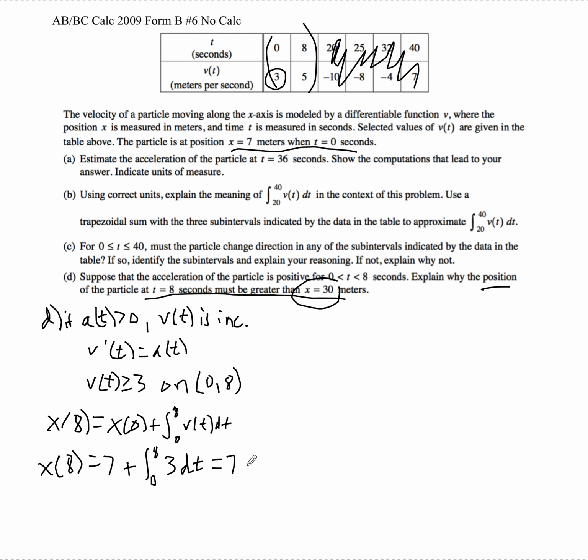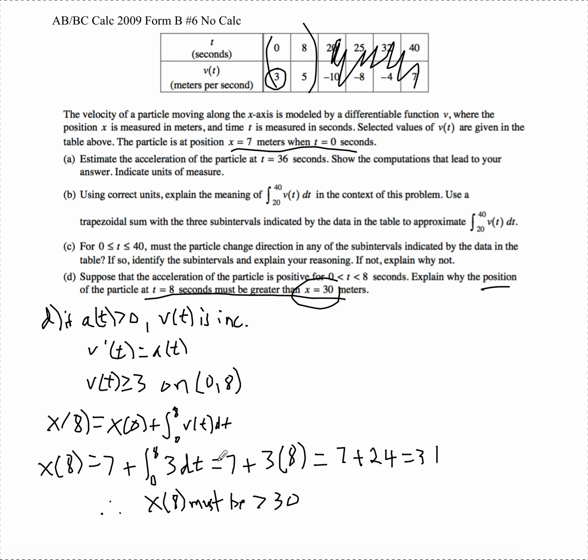So let's see, that'd be 7 plus the integral from 0 to 8 of 3, which is 3x. We plug in 8, but we have a shortcut for that. It's 3 times the difference, 8 minus 0. You could do your FTC, take the antiderivative. That works too. So that's 7 plus 24, which is 31. Therefore, x of 8 must be greater than 30.